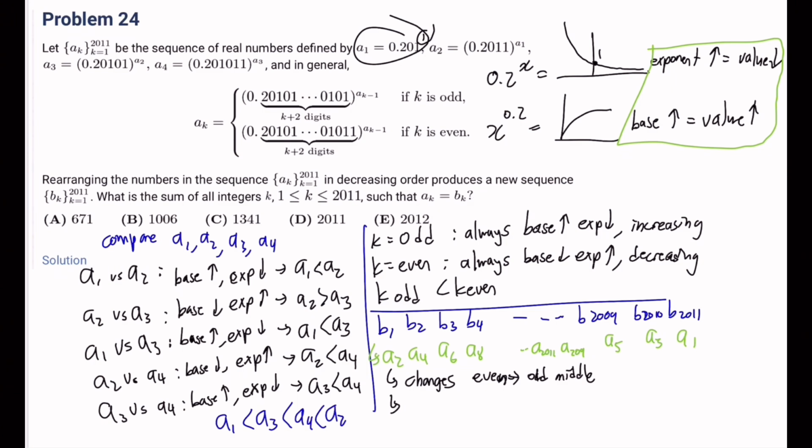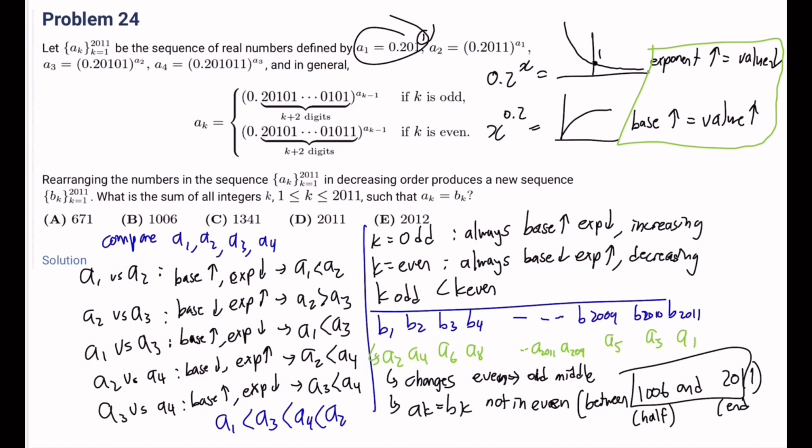And so we see that it changes from even to odd in the middle, and we also see that ak equals bk, and this cannot be in the even part, because a will always be outpacing the b's. So since a will always outpace the b's, it's not going to be in the even. So that means it's between half, which is 1006, and the end, 2011. So the only number between 1006 and 2011 in the answer choices is C, right? That's 1341. That's why the answer is C.